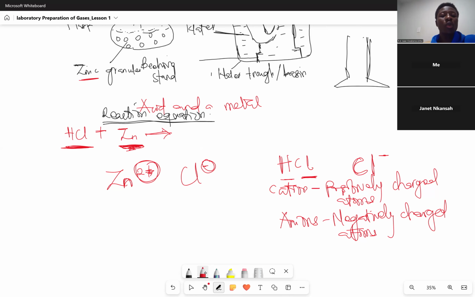So zinc will marry chlorine. So here it will be Zn, then Cl. You join them together without a space, right? So zinc chloride. But you don't just write them and go. There is an interchanging of charges, or valences.